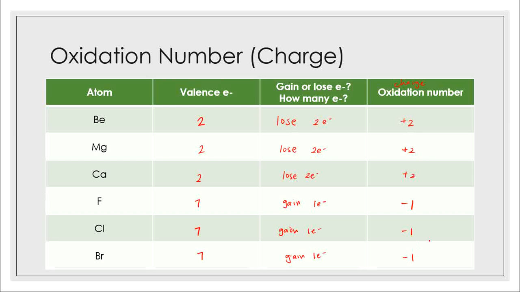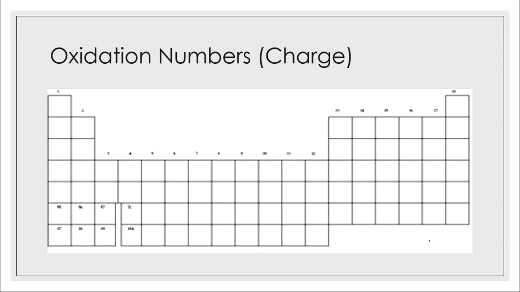Now, what's the pattern here? What do you notice? That if it's in the same group and it has the same number of valence electrons, it's going to do the same thing, right? It's going to have the same oxidation number. So let's take a look and label our blank periodic table.